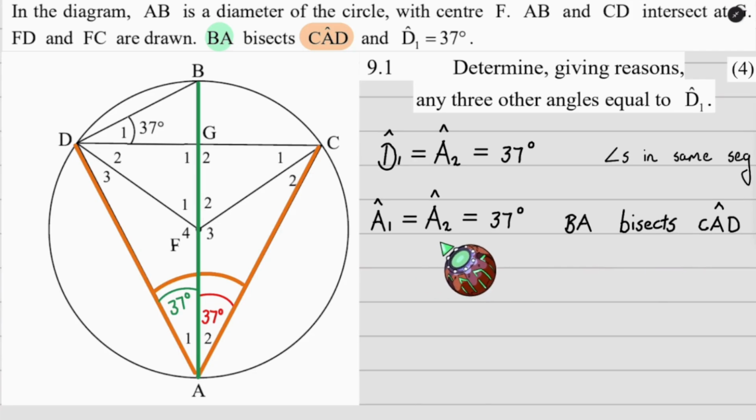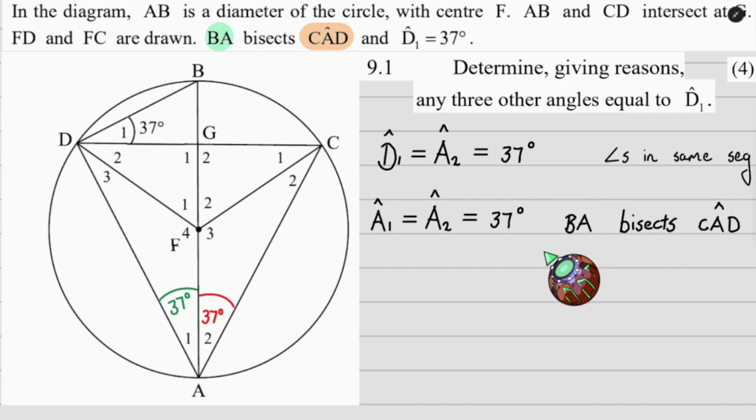Can we write that up just like this? A1 is the same size as A2, which are both 37 degrees, and we knew that because BA bisects the angle CAD. And now I smell some sneaky weasels. There are some radii in the mix. They're a bit hard to see. So I see 4 radii actually.